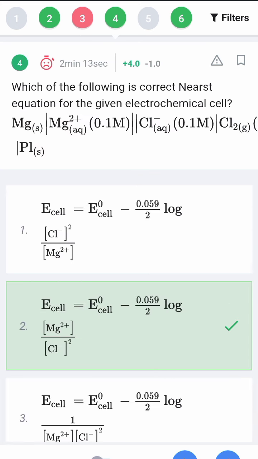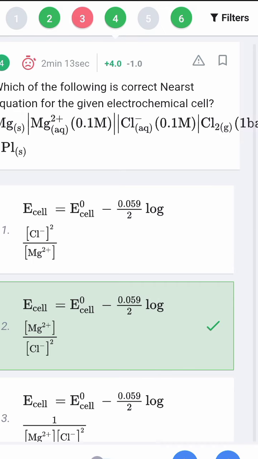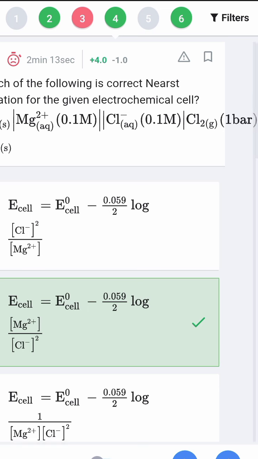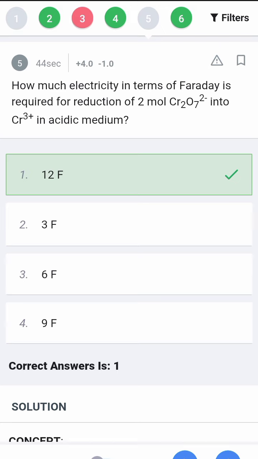Fourth question, which of the following is the correct Nernst equation of the given electrochemical cell? Magnesium plus Cl2 forms Mg2+ plus 2 Cl minus. That means the chlorine atom is not balanced, so to balance it, 2 is used as the stoichiometric coefficient for Cl minus. That's why the second option is correct: E of cell is equal to E naught of cell minus 0.059 divided by 2 log of Mg2+ concentration divided by Cl minus concentration to the power 2. Chlorine gas is not included because its pressure is written as 1 bar, so it is not used in this answer.